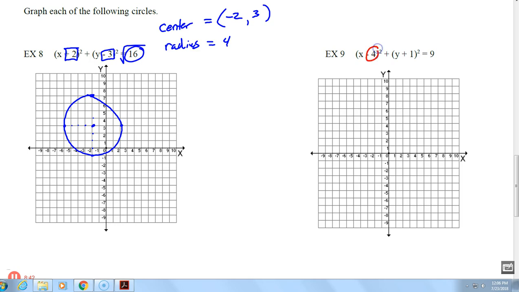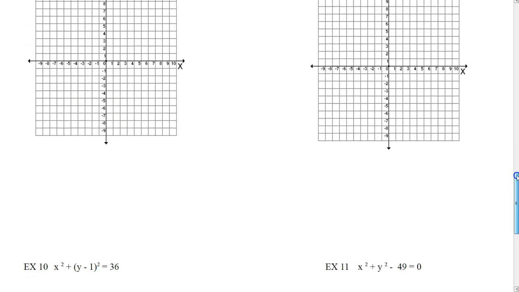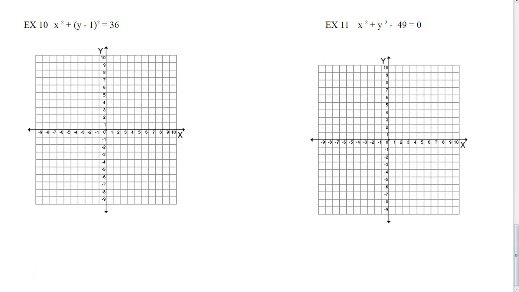So the center of this guy is at +4, -1, doing opposites again. So +4, -1, right there. The square root of that is the radius, so the radius is 3. Go out 3, go up 3, go over 3, go down 3. Lock it in. Next, moving on down. Looks like we got a couple more here.